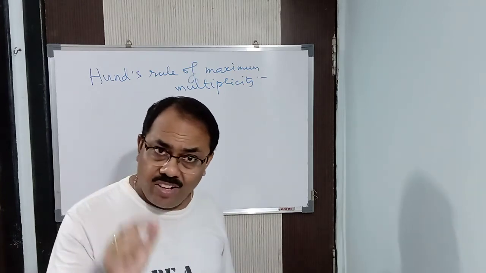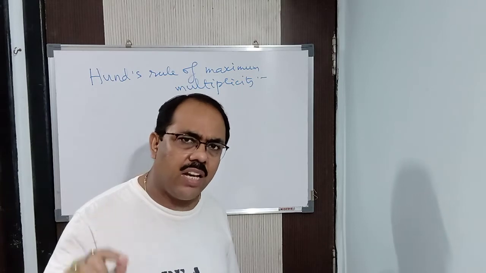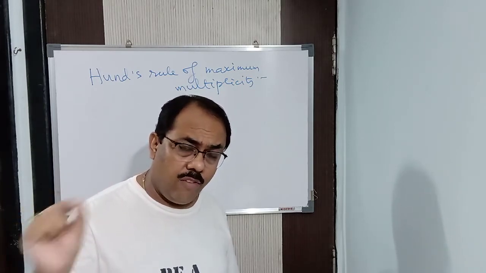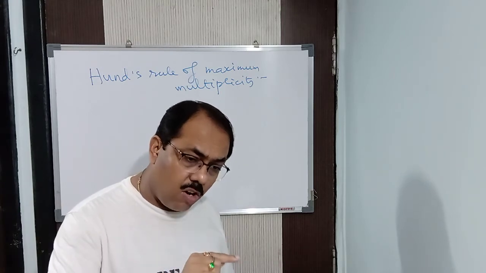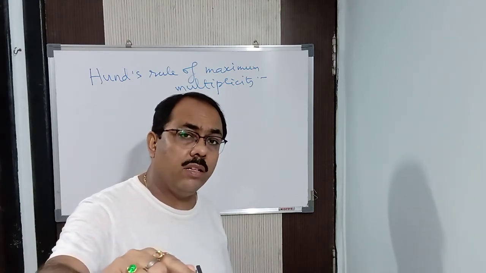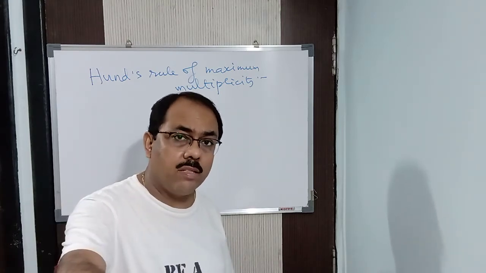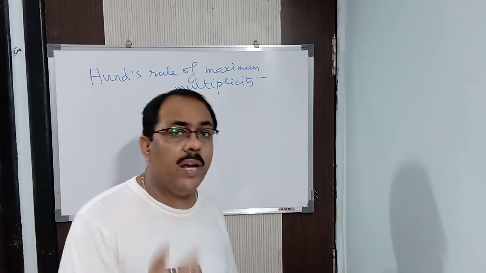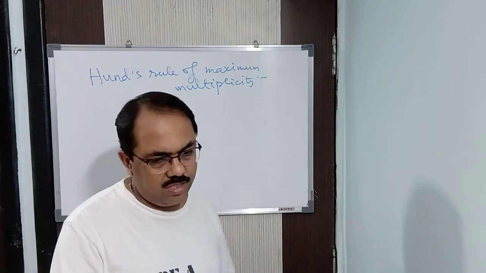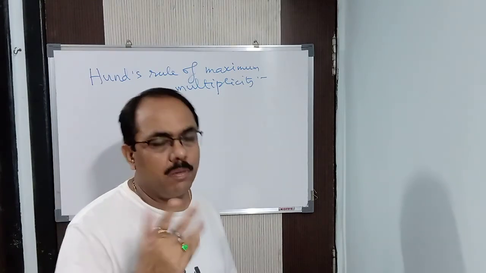So, listen carefully, when you are filling the d and f subshells, first each orbital has to be singly occupied. If the number of electrons permits, each orbital will be singly occupied. After being singly occupied, if an electron is left, then pairing is going to take place.